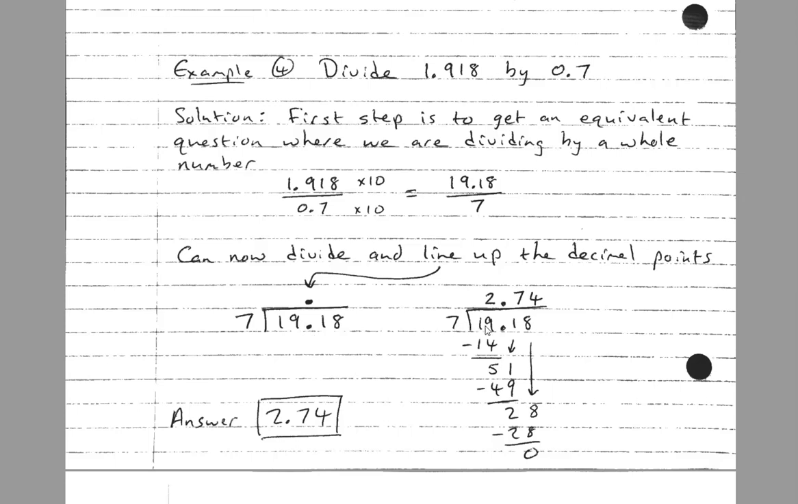All right, 7 into 1 doesn't go, but 7 into 19 goes twice. Put the 2 over the 9. Subtract 14, bring down the 1. 7 into 51 goes 7 times. Put the 7 over the 1. Subtract. Bring down the 8. So we're getting 2.74.